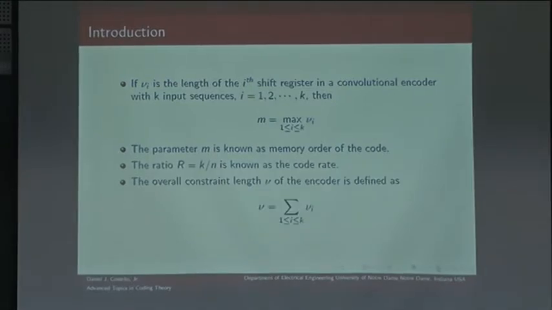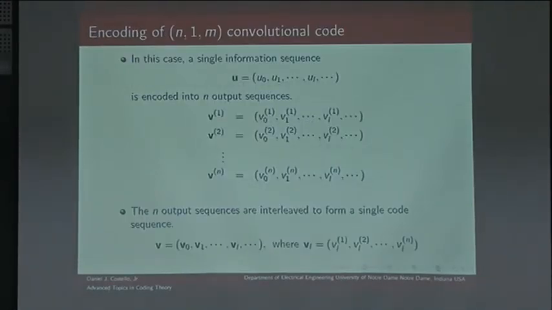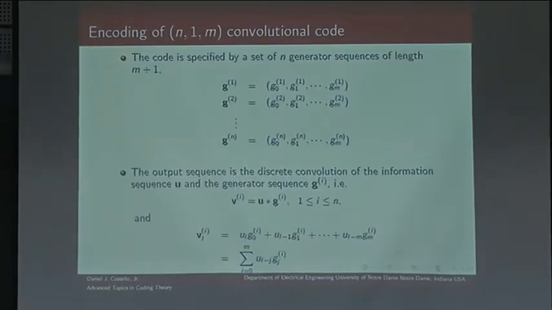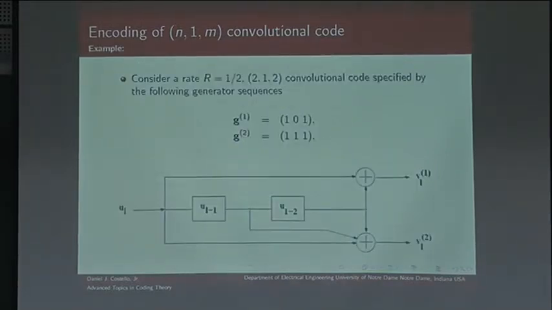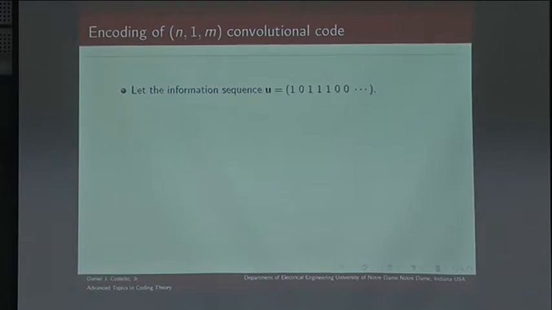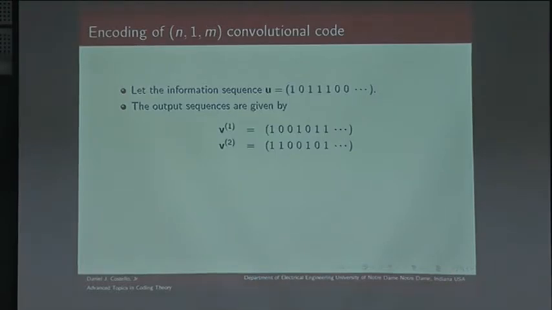Here we're doing the same thing in a slightly different way, in that we look at the generator sequences, which of course do determine the equations, and we can write down the encoder diagram. So let's say we have an information sequence like this, and the two output sequences would be given by this.